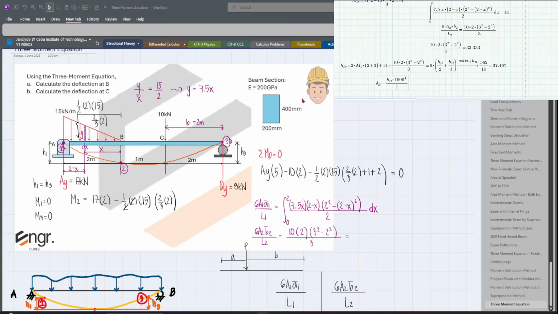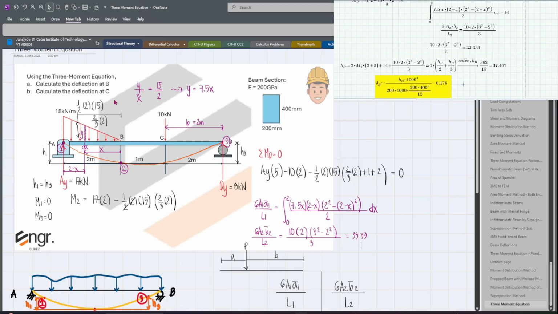Then for this beam section, di ba, we have to divide this by EI. The value of E is 200 gigapascal. Now multiply this by 1000 para maging megapascal siya, Newton per mm squared. Then multiplied by the moment of inertia in mm to the 4th, the base is 200, the height is 400, then cube, BH cubed over 12. Ayan. So press equals, we have 0.176 mm. This is the deflection at B.